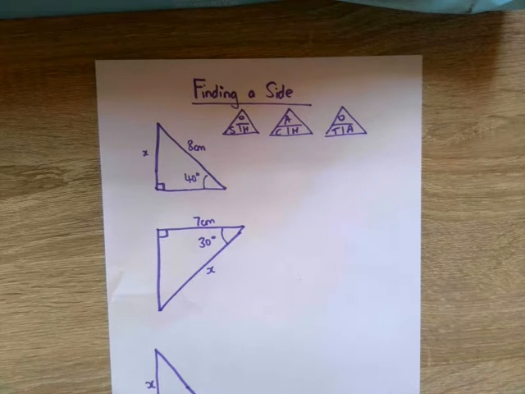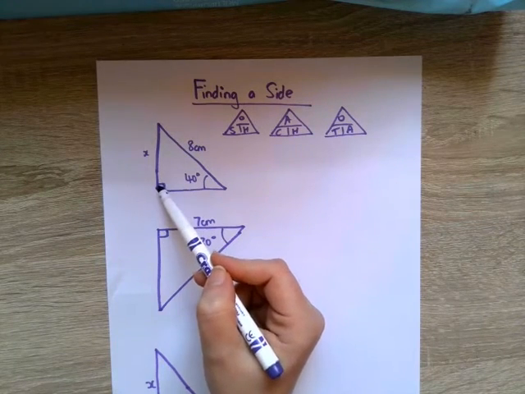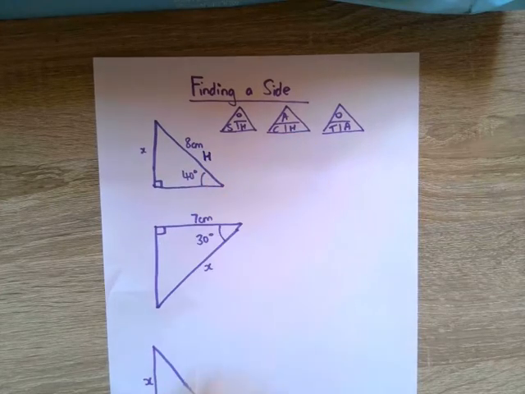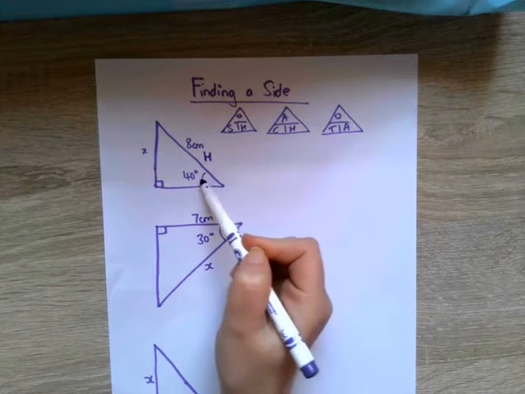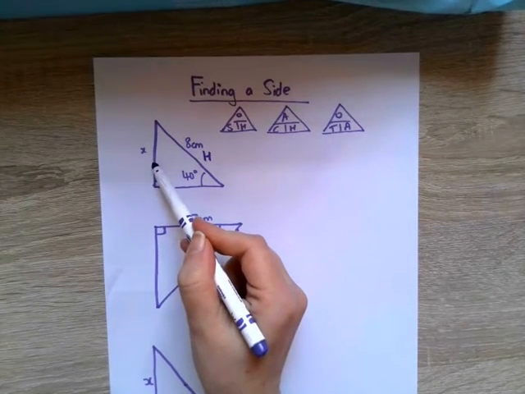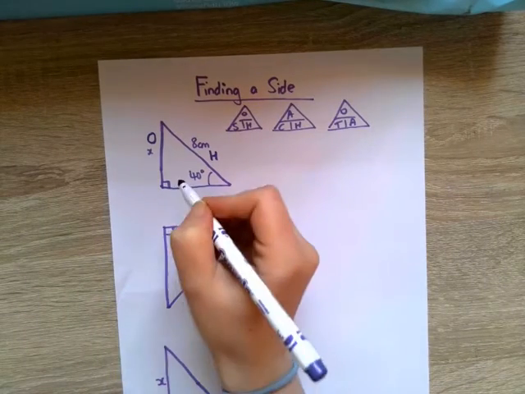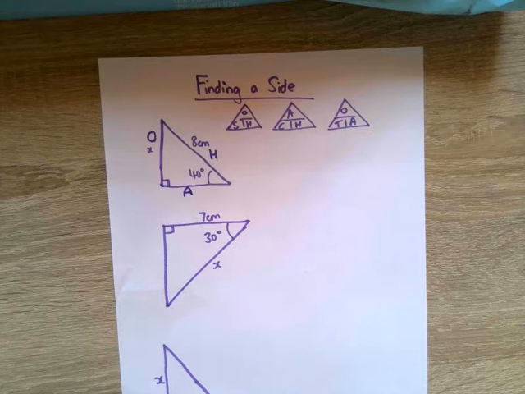So your first step is to label the sides with the H, O and A. H is always the longest side, so H stands for hypotenuse, and that is always the one that's opposite the right angle. So here's my right angle, that's going to be the longest side. And then you look at the angle that you're given and just go out from that, and that will tell you which one is going to be the opposite. So that's going to be my opposite side, and then this one is going to be the adjacent.